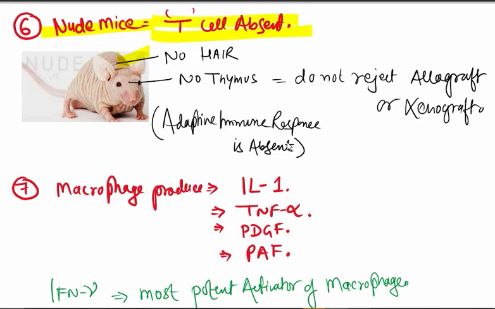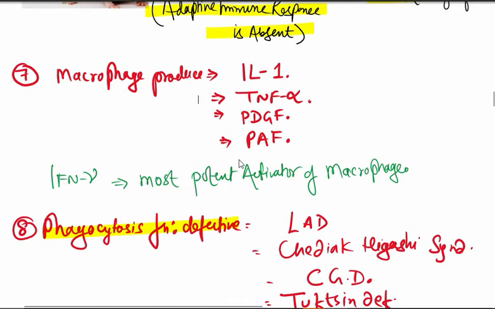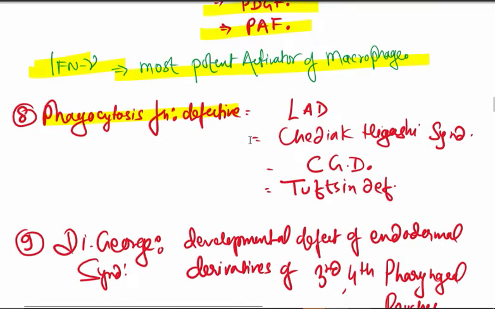So nude mice don't have a thymus, so no T cells, no hair. Such mice are called nude mice. So these mice do not reject any allograft or xenograft, meaning the adaptive immune response of these mice is absent. What is the next one? Macrophages produce IL-1, TNF alpha, PDGF, and platelet activating factor. Interferon gamma is the most potent activator of macrophages.